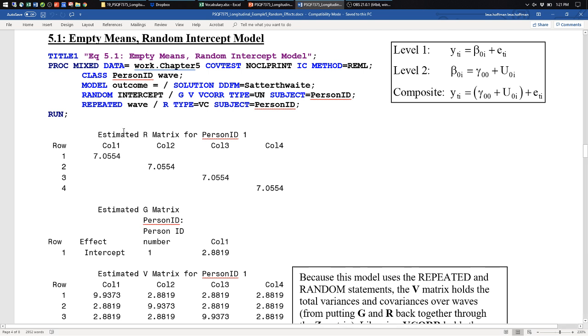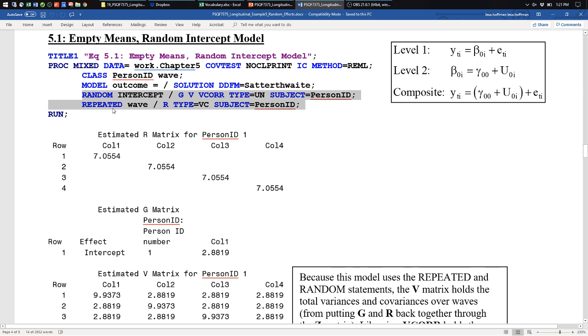In SAS, though, fixed intercepts are included by default. You do not have to write them. That is pretty much almost always the case in linear models. But the random intercept is not included by default. So let's go over these two lines and make sure that you understand what you are asking for.